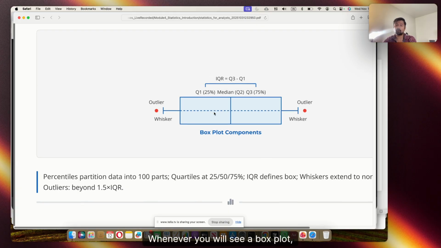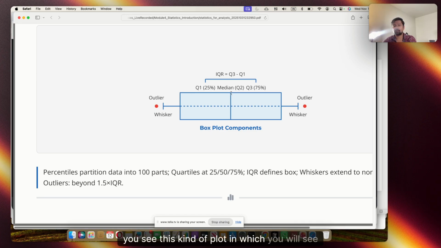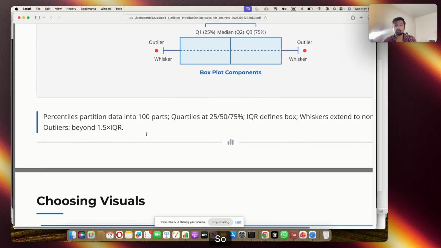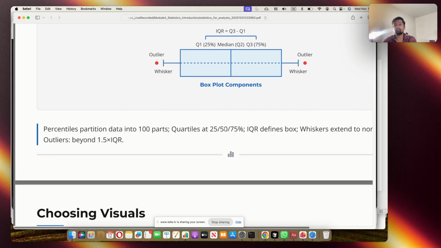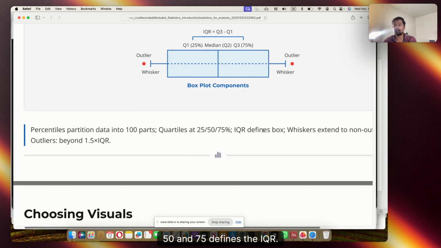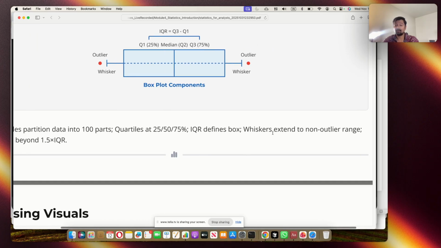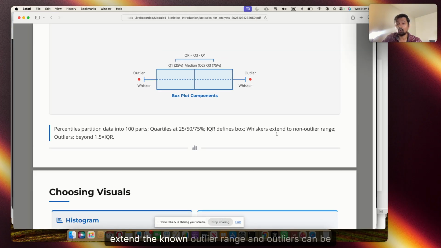Whenever you see a box plot, you see the center value, mostly the median. You see the top value, which is 75%, the bottom value, which is 25% of the data, and whatever is going up and down will be the outliers. So percentiles partition data into 100 parts, quartiles at 25, 50, and 75 define the IQR and the boxes. Whiskers extend to the non-outlier range, and outliers can be identified by 1.5 multiplied by the IQR. You can easily identify these outliers and remove them.